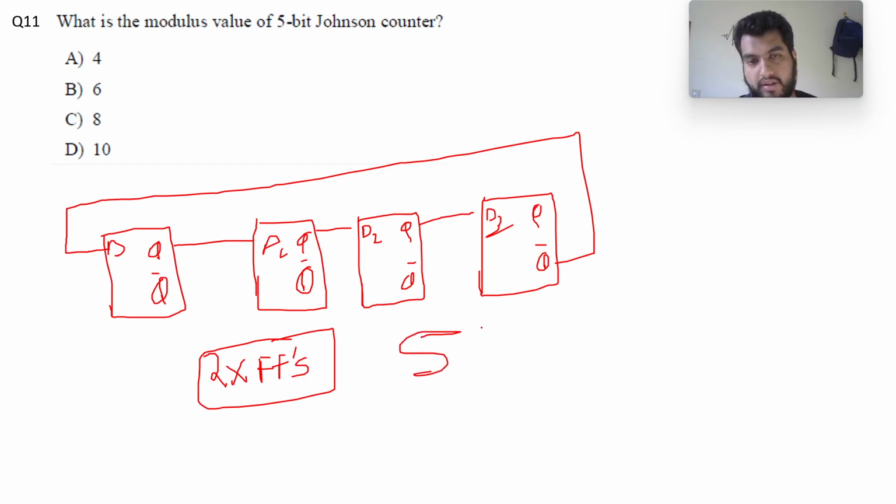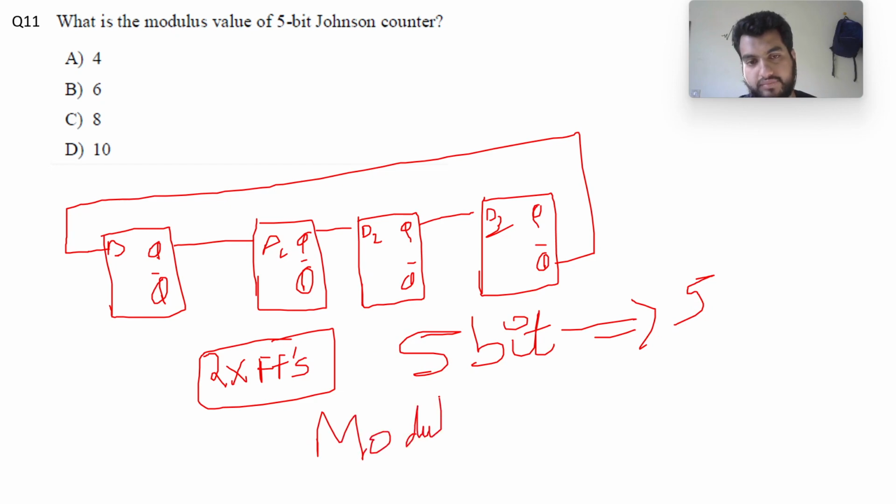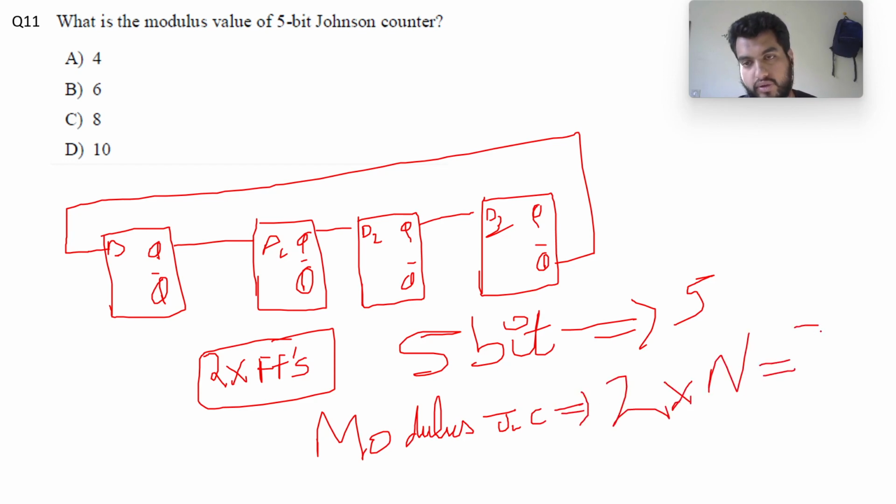So for a 5-bit Johnson counter, the number of flip-flops is 5. So the modulus of a Johnson counter will be equal to 2 into n, that is 2 into 5, and that is equal to 10. So 10 is my required answer.